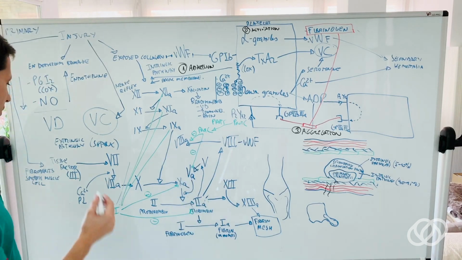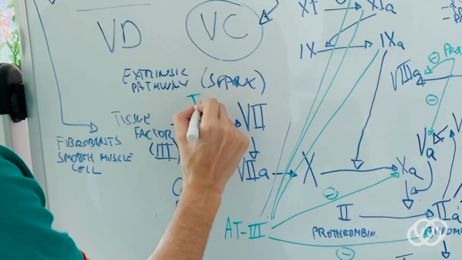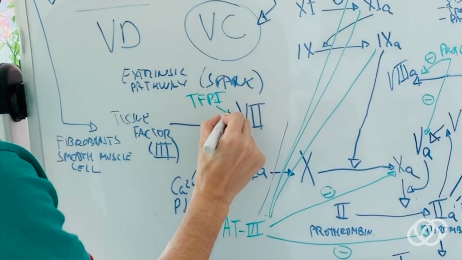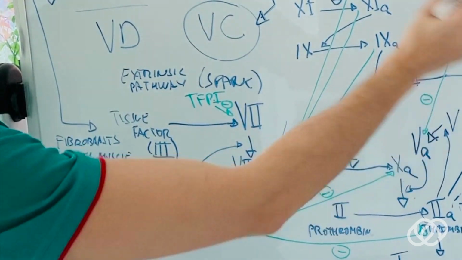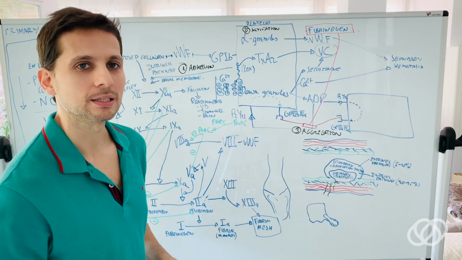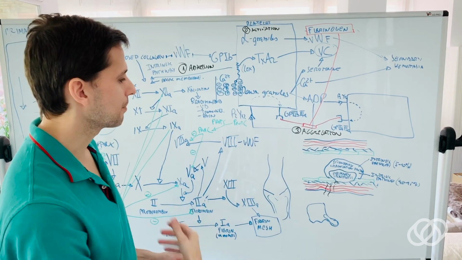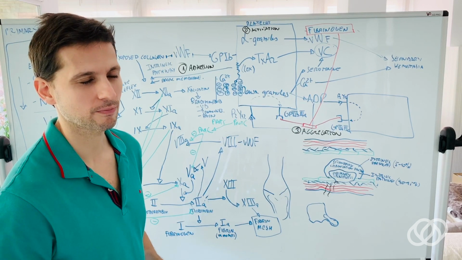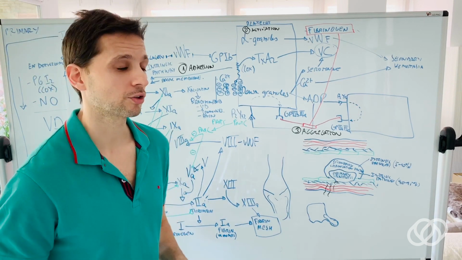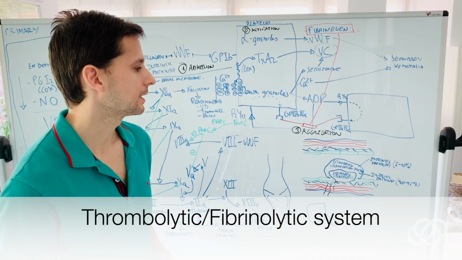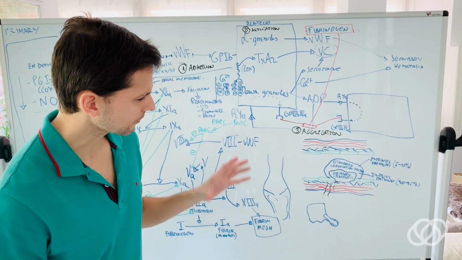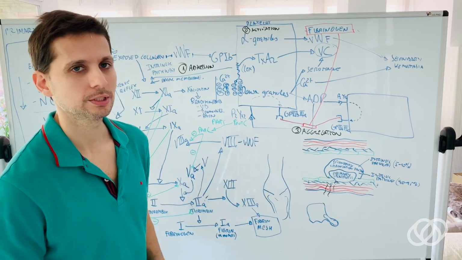And finally, we have another one that is the tissue factor plasmatic inhibitor that acts in here. So by those physiological anticoagulant pathways, the body avoids the excessive formation of clots. But there is another system, the thrombolytic or fibrinolytic system, with which, in a physiological way, the body tries to break the clots.